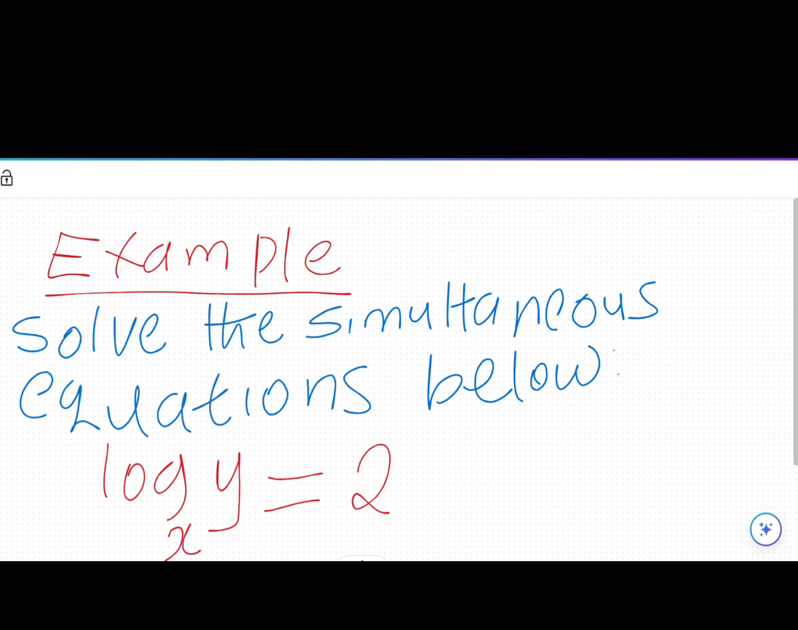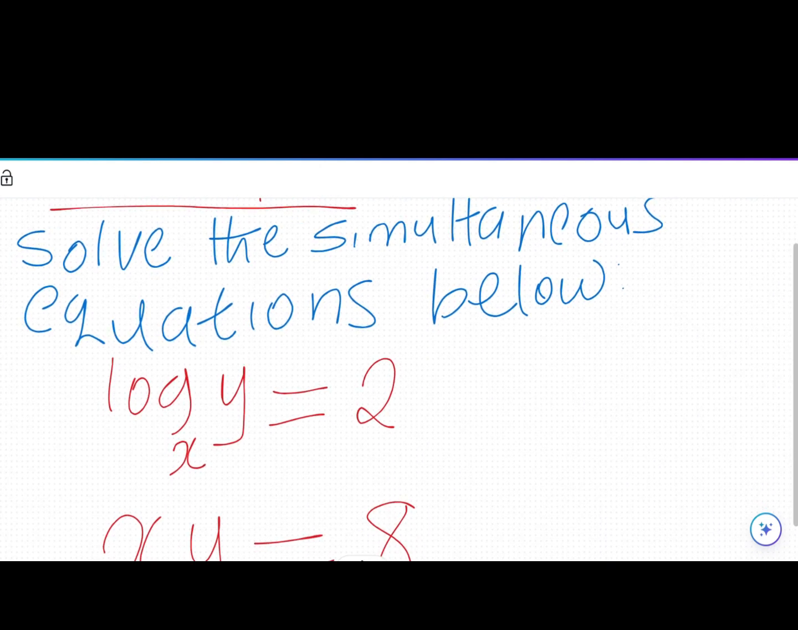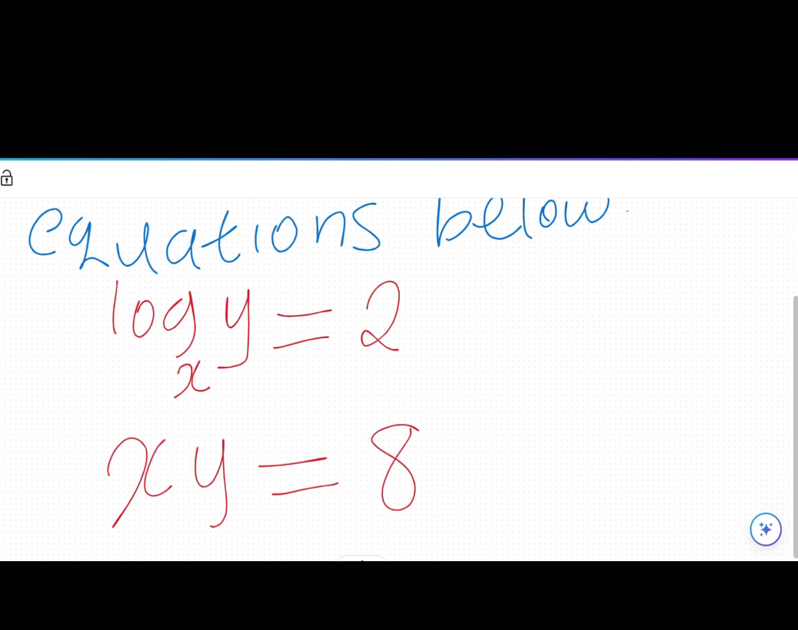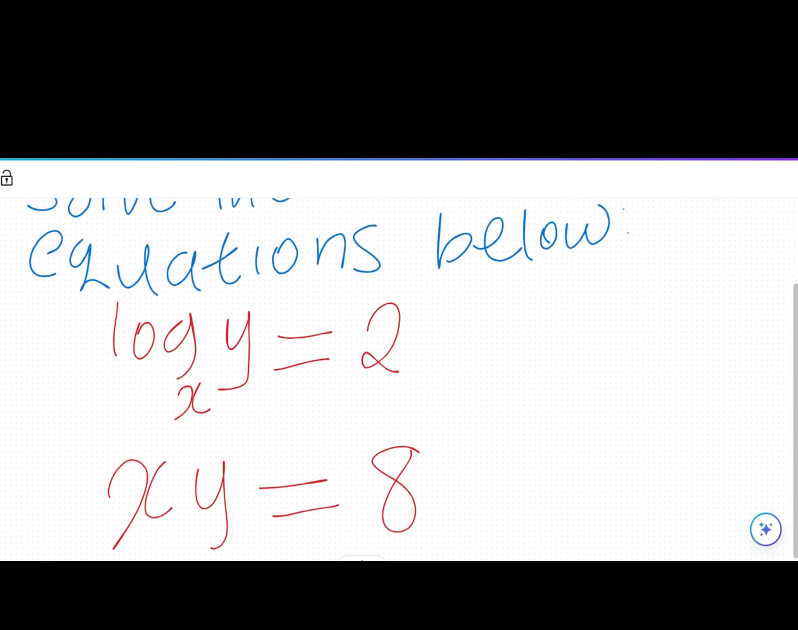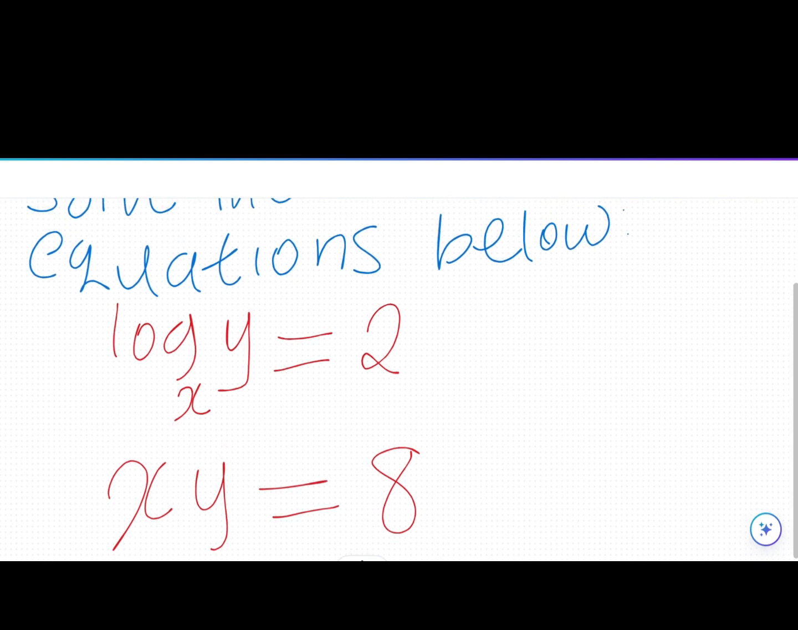We have log y base x is equal to 2, and xy is equal to 8. Now, allow me first of all to begin by calling log y base x equation 1. Let me call it equation 1, and xy equation 2, so that we are going to change equation 1 into index form.